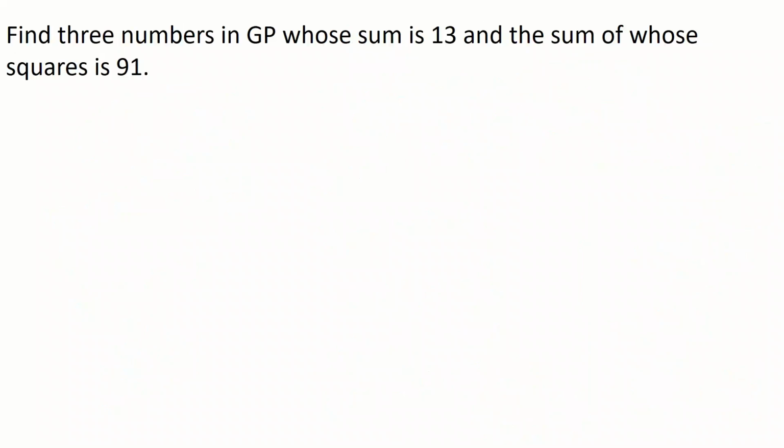Next question. Find three numbers in GP whose sum is 13 and the sum of whose squares is 91. So let's quickly write down the terms: A by R, A and AR.